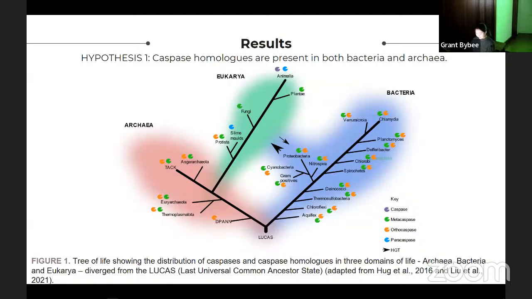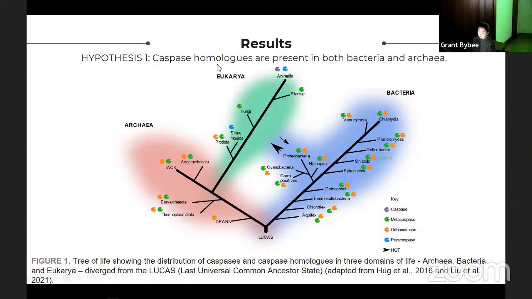First of all, we did identify caspase homologs in archaea. As I showed you at the beginning of my presentation, this is the tree of life with archaea, eukarya, and bacteria, and all of the major phyla represented here. What I did was map the taxonomic distribution of various caspases, which are shown in purple here, and caspase homologs, metacaspases, orthocaspases, and paracaspases onto the different lineages.